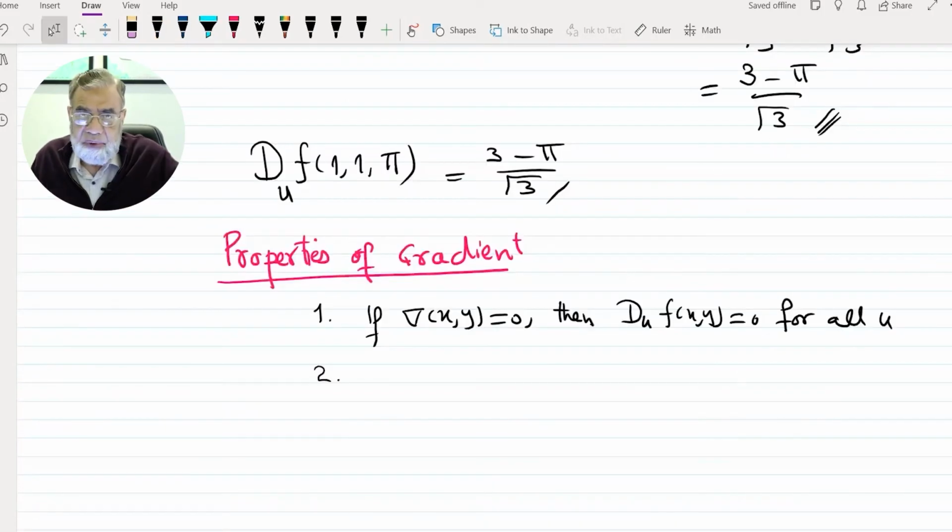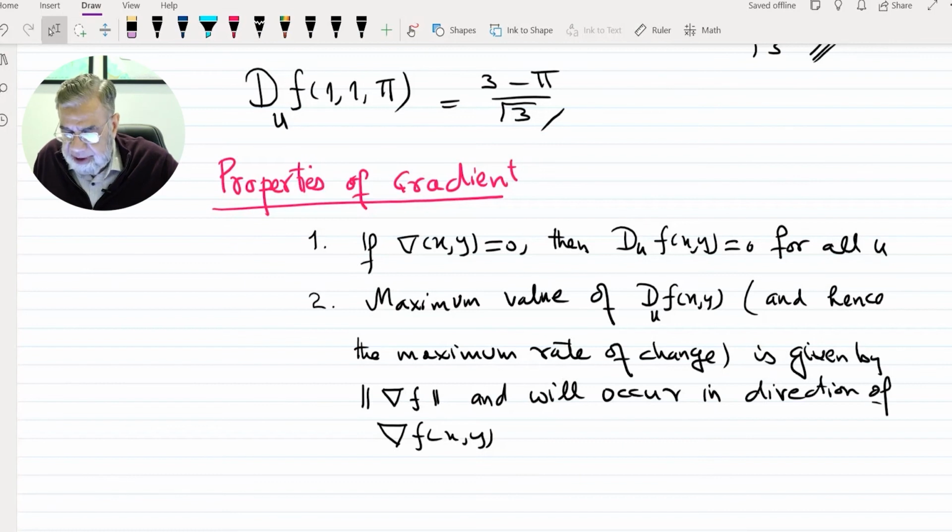We have application of some properties of the gradient that I want to mention. Number one: we have a differentiable function of x, y, and if the gradient of this is 0, then the directional derivative of the function is also equal to 0 in any direction, for all values of u. The second is that the maximum value of the directional derivative of the function at the point x, y in direction of u, the same as the maximum rate of change, is given by the magnitude of the gradient, and it occurs in the direction of the gradient. So the maximum value is the magnitude of the gradient, and the direction is the direction of the gradient. That's the second point.